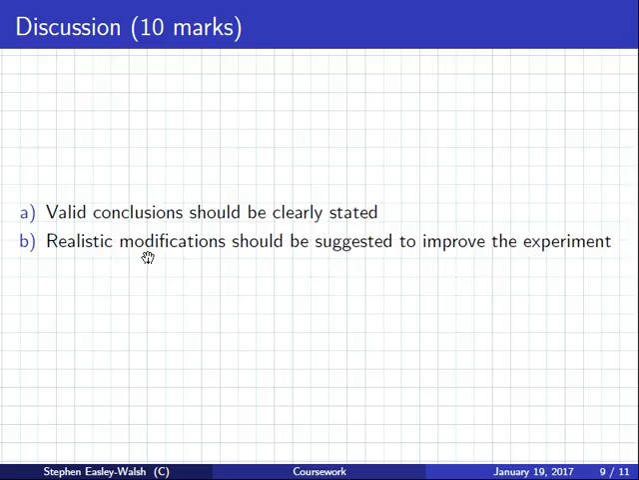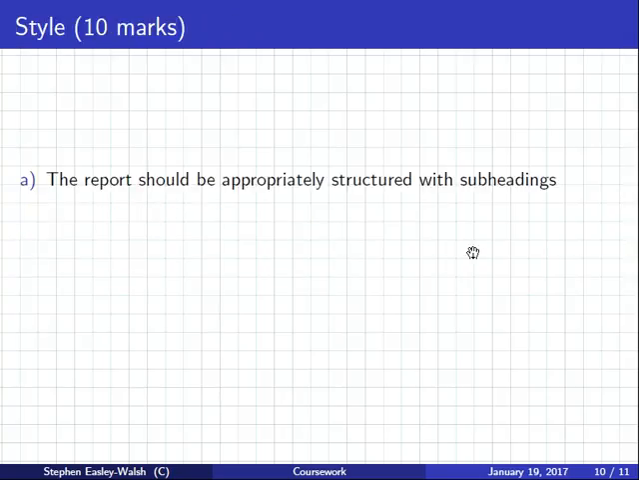It's important that you suggest how to improve the experiment for the next person who does it. And these are the two key things for the discussion. Two key things. Now, 10 marks for style. You should have sections and subsections.